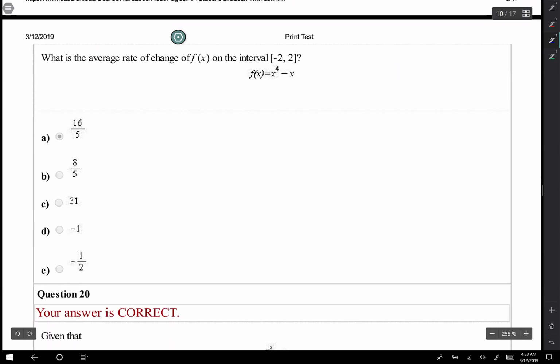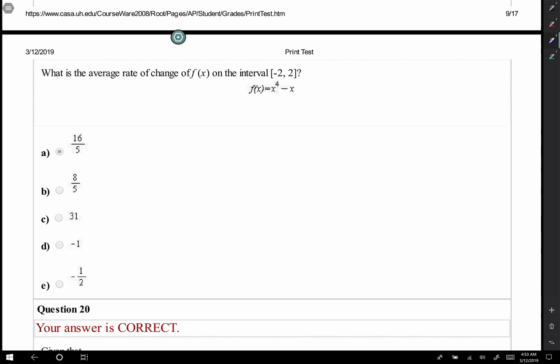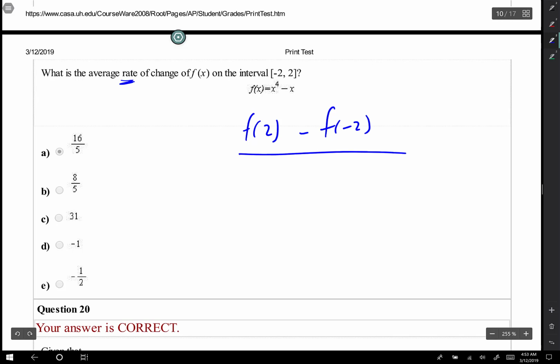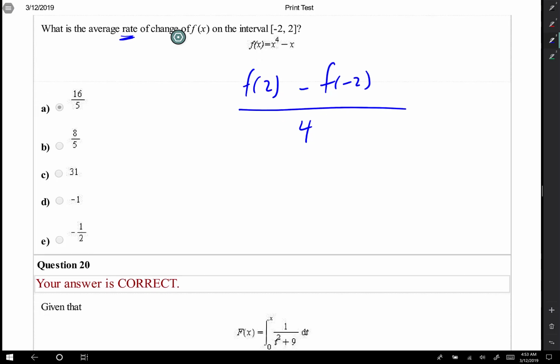All right. Average rate of change. Be careful, it says average rate, not value. So this just looks like an algebra 2 problem to me, guys. F of 2 minus f of negative 2, divided by the difference between 2 and negative 2, so it's 4. So I think you guys can do that one. I'm going to go ahead and continue.